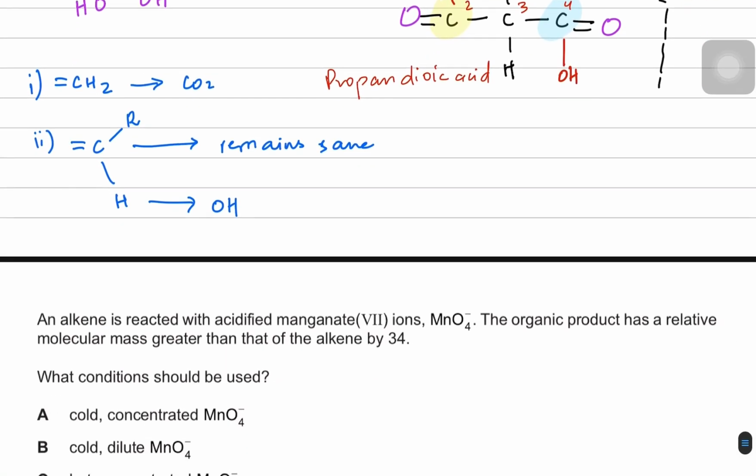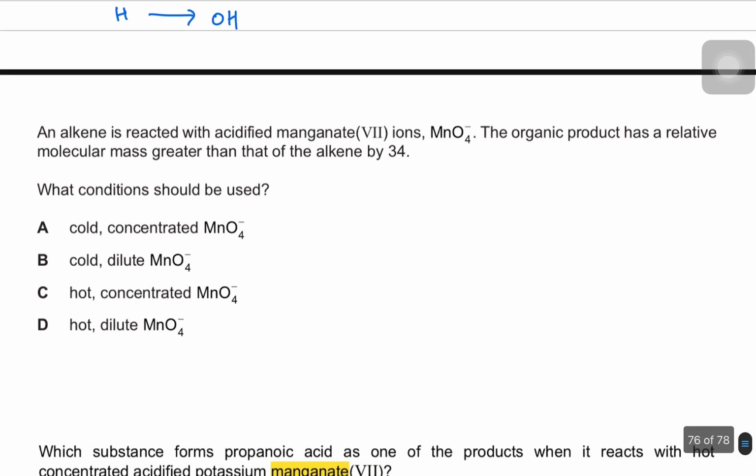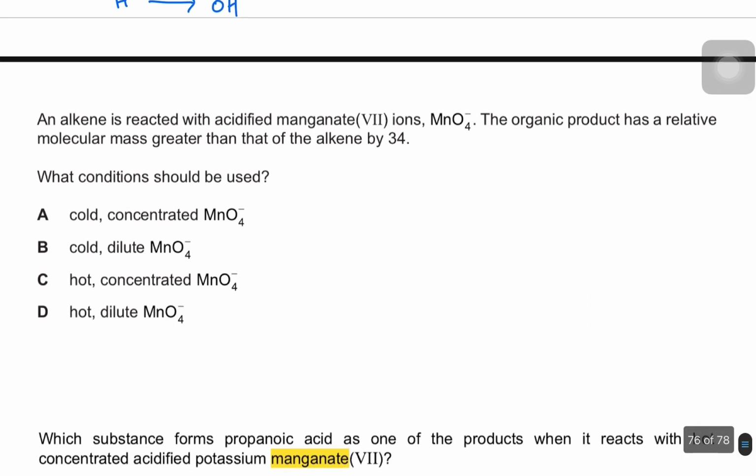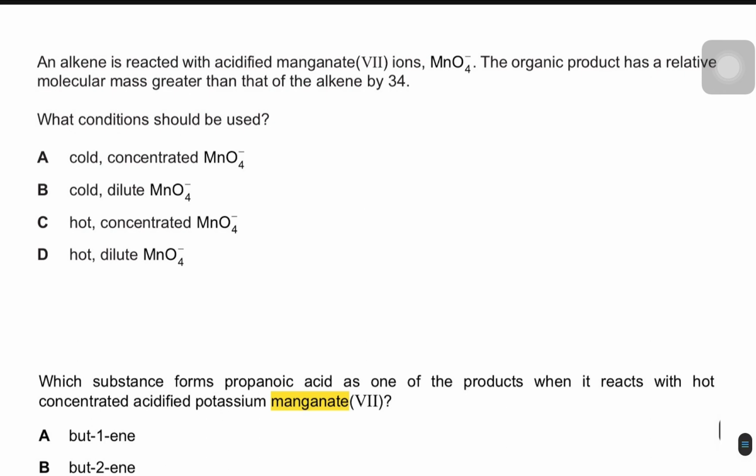In today's video, we're going to be doing some past paper questions to see how much we have understood. So this question says, an alkene is reacted with acidified manganate 7 ions. The organic product has a relative molecular mass greater than that of the alkene by 34. So the most important thing is product has a relative molecular mass greater than that of alkene.